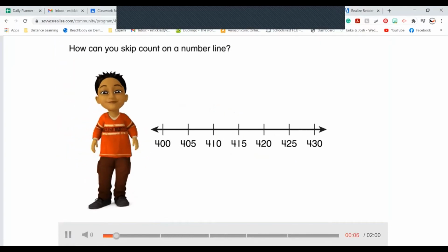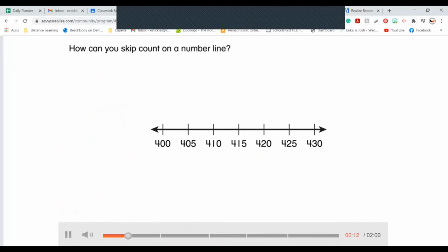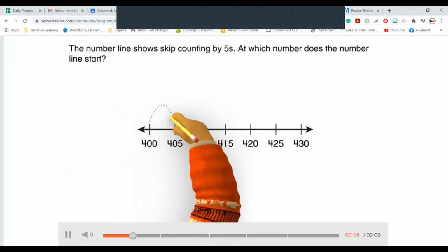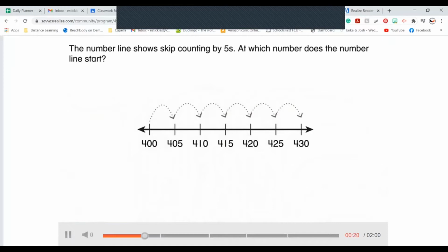How can you skip count on a number line? Let's find out. The number line shows skip counting by fives. At which number does the number line start? It starts at 400. By how much does each number increase as you move from left to right? Well, we're going from 400 to 405, which is an add of 5, plus 5 more would be 410, plus 5 more would be 415, so it looks like we're skip counting by fives. The numbers increase by 5.